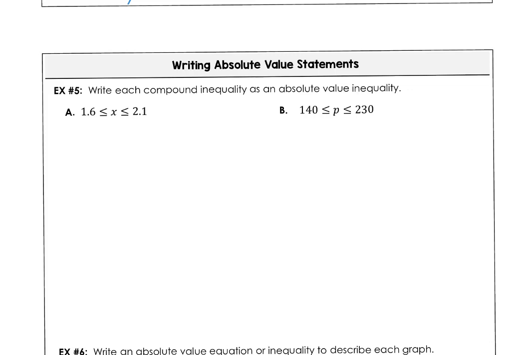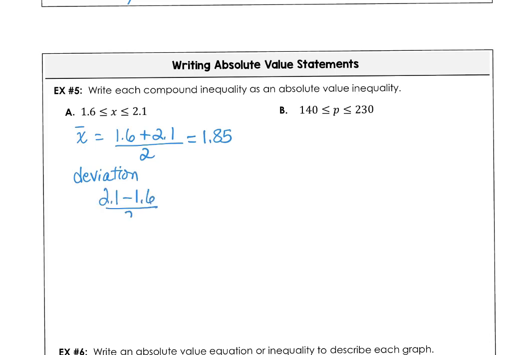But first we have to find the average, the middle, or the mean, and we have to find the deviation. So to find the middle or the average, we want to add up the endpoints 1.6 and 2.1 and take the average of that, which gives us the middle value. And then to find the deviation, we want to take the difference between those values, 2.1 and 1.6, and take the average of that. So 2.1 minus 1.6 divided by 2 is going to be 1/4.